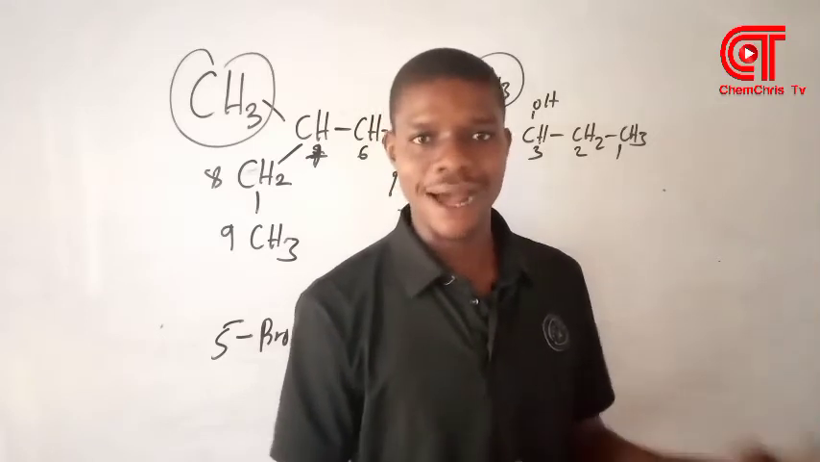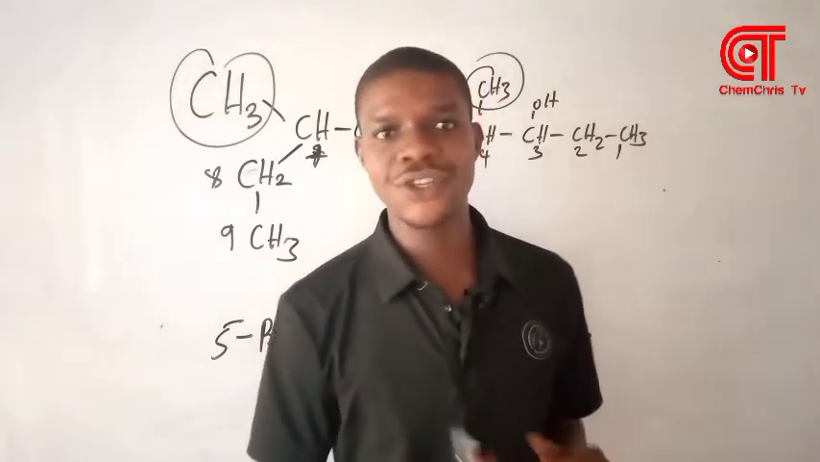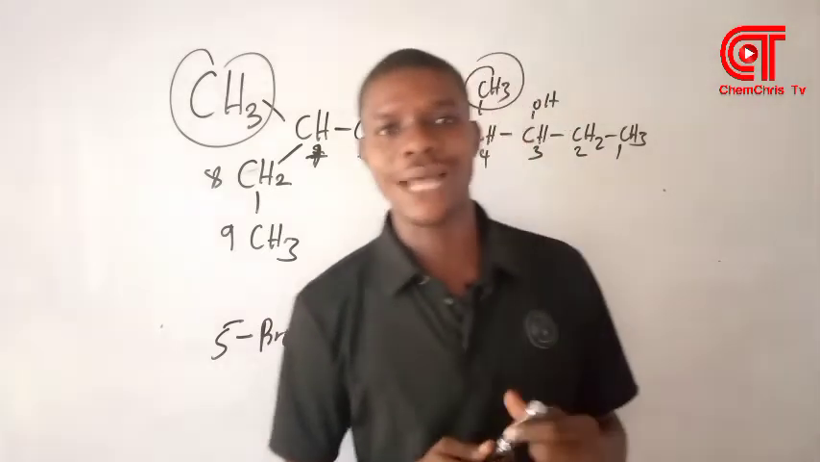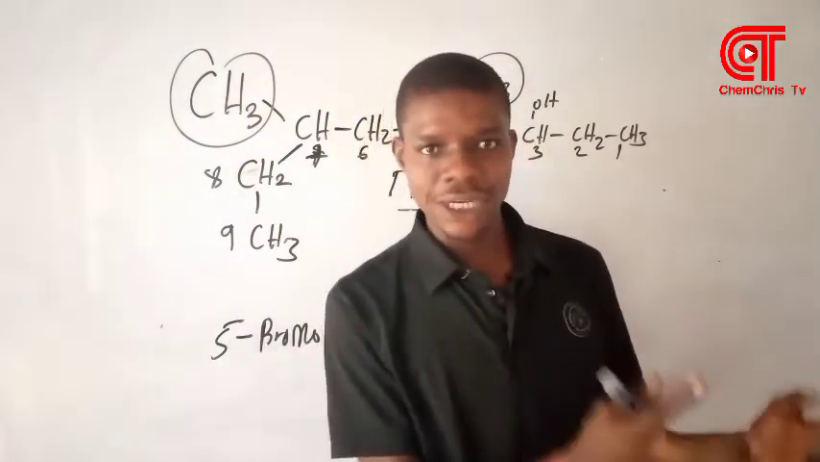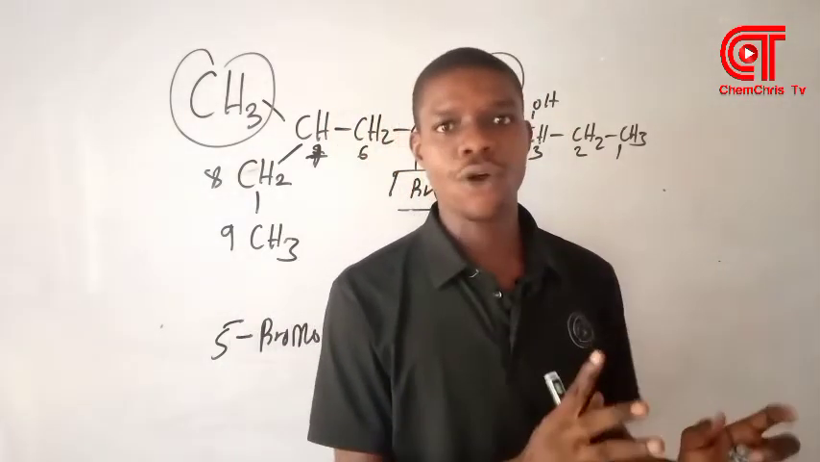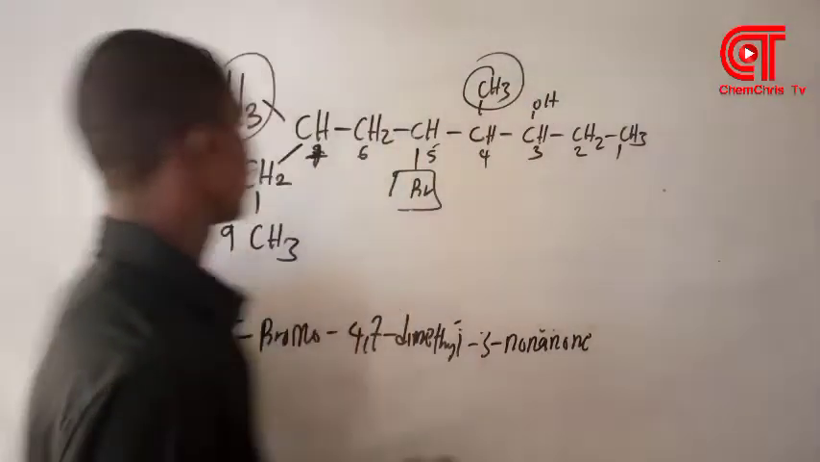Now, what I want to do is go to your past questions and get related questions and answers. But before we end this video, let me teach you how you can identify primary, secondary, and tertiary alcohol. Do you get that? Let's do it. So how do you identify the type of alcohol? We have 3 types of alcohol. It can either be primary, secondary, or tertiary.